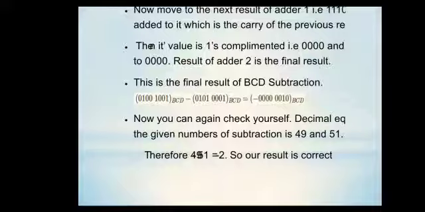The given numbers for subtraction are 49 and 51, therefore 49 minus 51 is equal to minus 2. Here no mistake is done. Okay, so our result is correct.